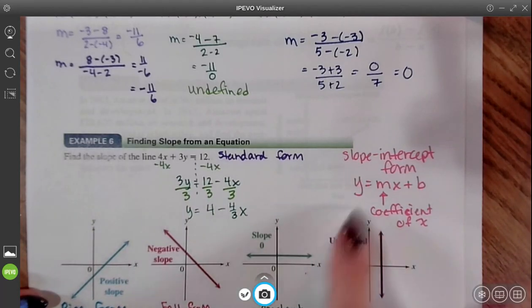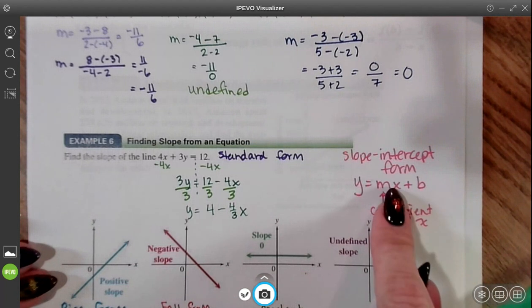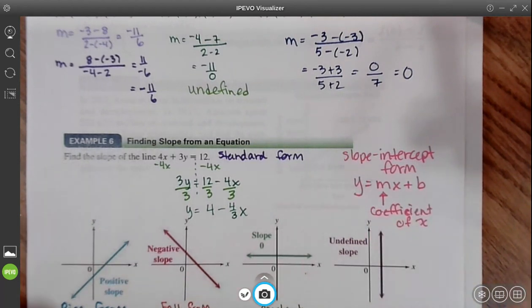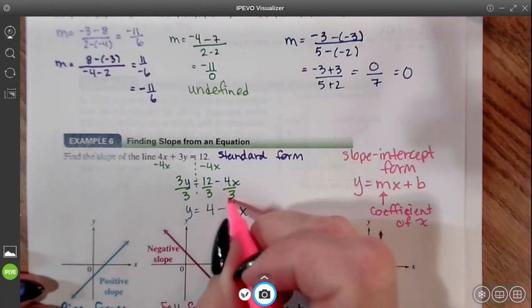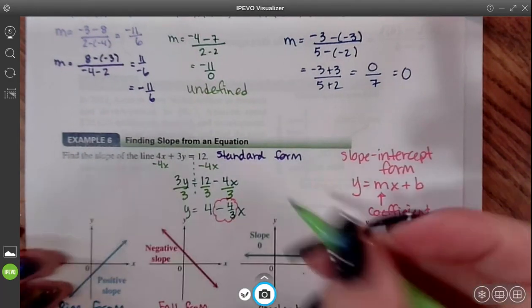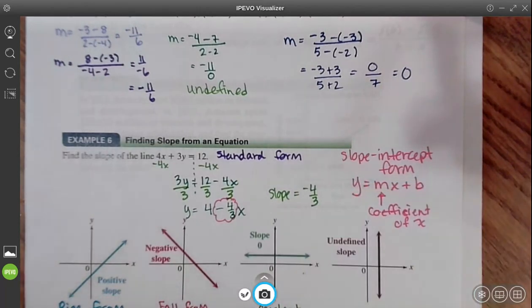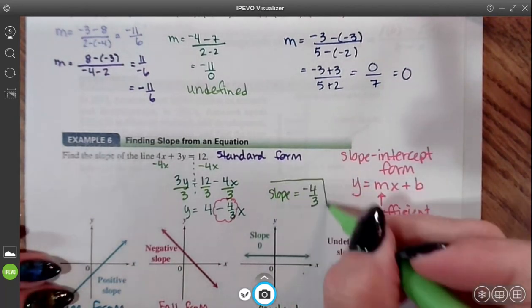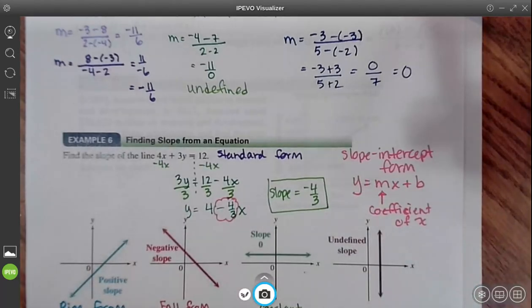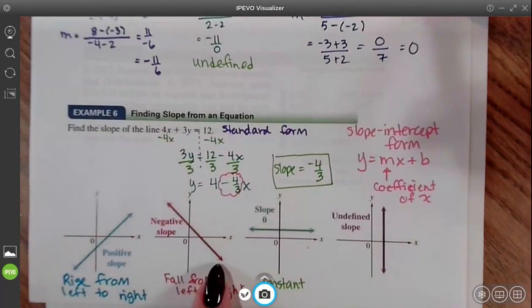Now this is not in slope-intercept form at the moment, because in slope-intercept form, the x term is first and the constant term is second. But I can still identify the slope by looking at the coefficient of x, which is this number right here, negative 4/3. So the slope of this line is negative 4/3. It does not have the x in it. It is just the number, the coefficient, which means that if I were to graph that, it would fall from left to right, meaning that it slants downward.